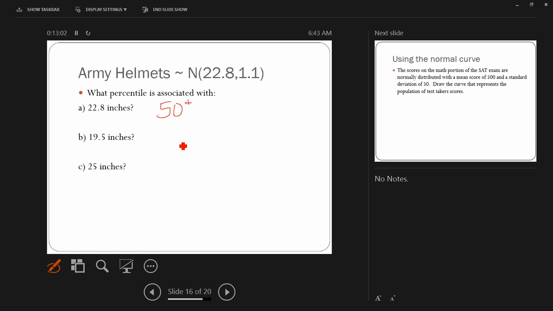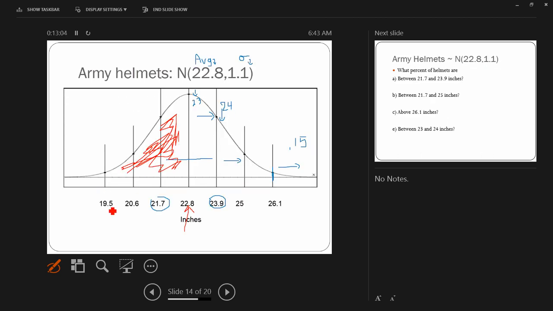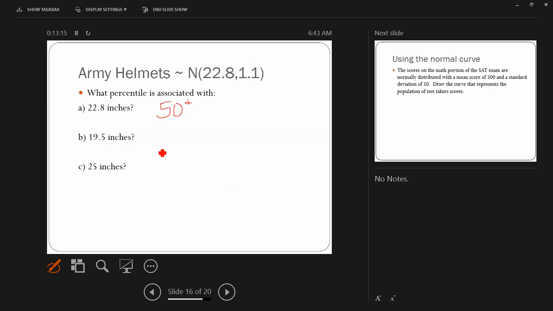All right, 19.5 inches. 19.5 puts me way down here. That'd be a really, really small head. And we could see, again, that tail probability is 0.15. So that would put you in the 0.15% of people are below you there. So that actually puts you in the 0.0015 percentile. It's pretty low.